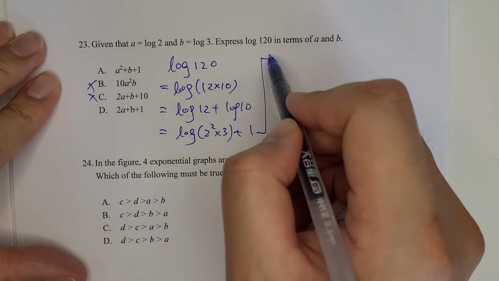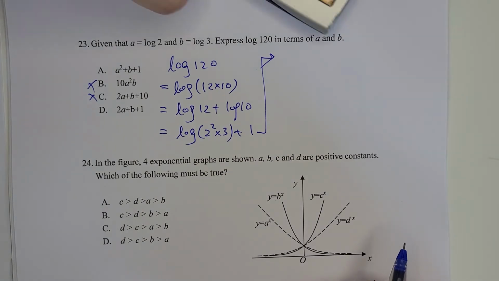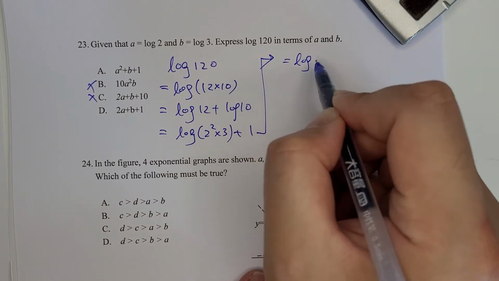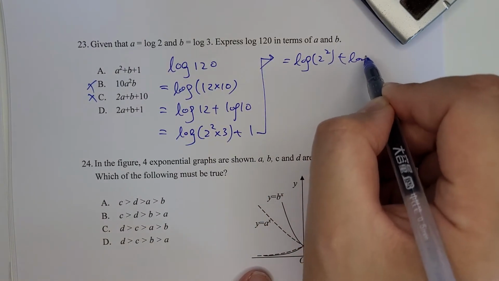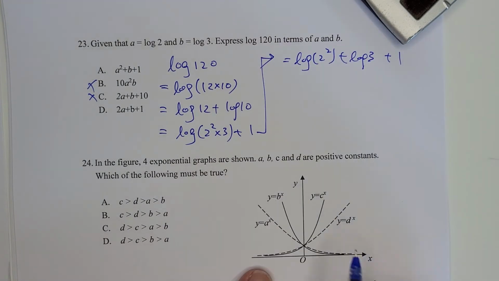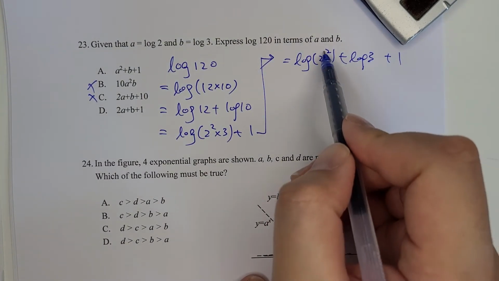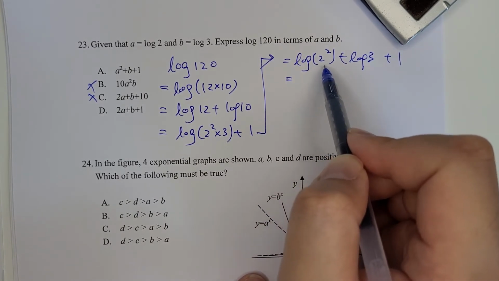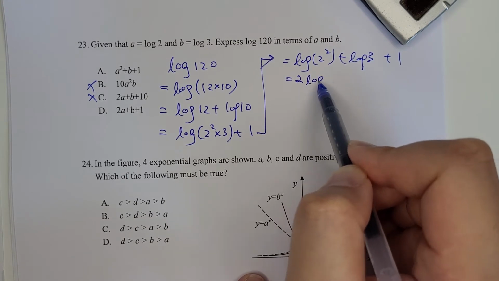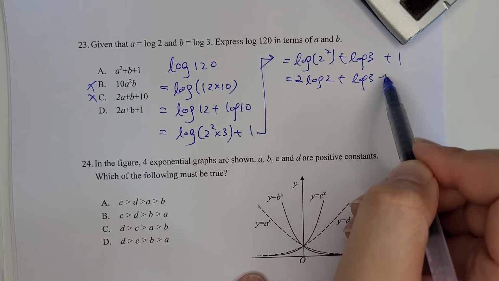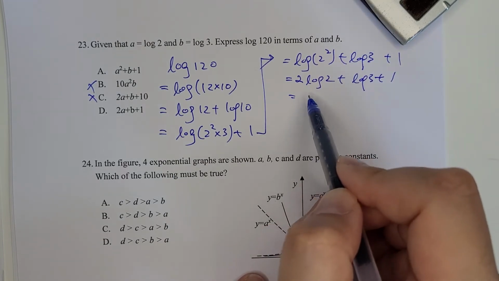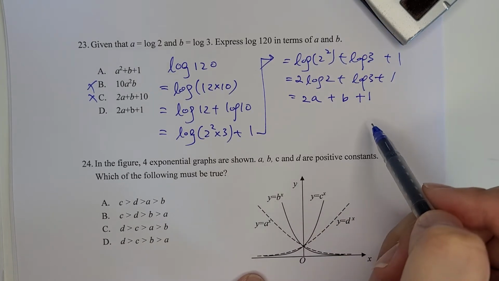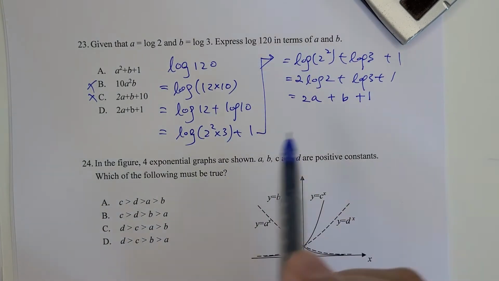Next step, go to here. Log 2 squared times 3 can be changed to log 2 squared plus log 3 and then plus 1 at the back. So how about this index 2? Log bracket 2 squared, as this index is inside the log function, can move to the front. 2 log 2 plus log 3 plus 1. And log 2 is A, log 3 is B, and then plus 1. So final answer is D.